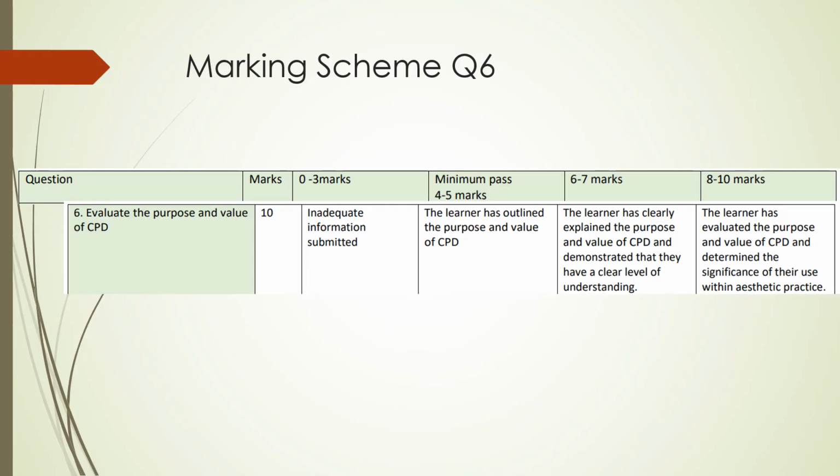So the marking scheme, again, your just basic outlines is going to give you your minimum marks, but maybe not enough minimum marks to get the whole paper through. You've got 6 to 7 points where you've gone to a little bit more explanation and you've clearly explained the purpose and value of CPD, and you've demonstrated how you have a clear level of understanding about CPD. Obviously, to get it to the higher marks, it's all of that plus how you find it significant within the use of aesthetic practice.